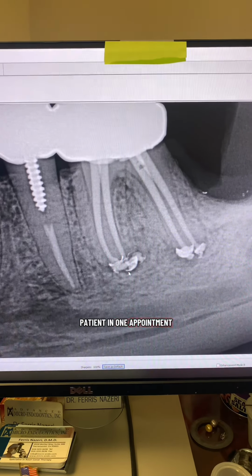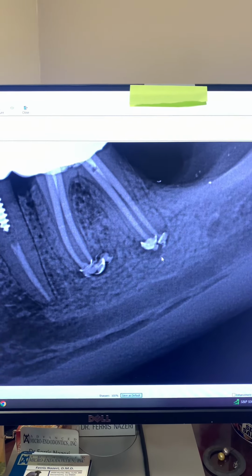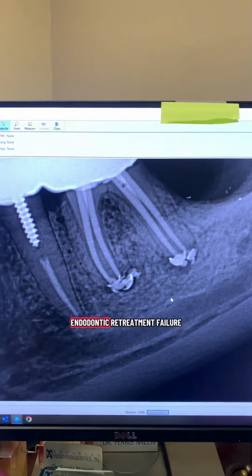You can see the periapical lucencies here and here. So I redid the root canal through the crown in one appointment, and you can see there's sealer extrusion. Will that cause endodontic retreatment failure? Sealer extrusion, will that cause endodontic retreatment failure? And again, here's the date, as you can see, a year ago.